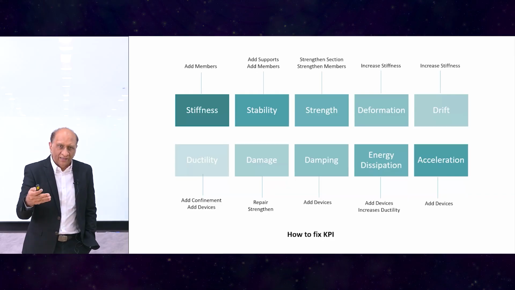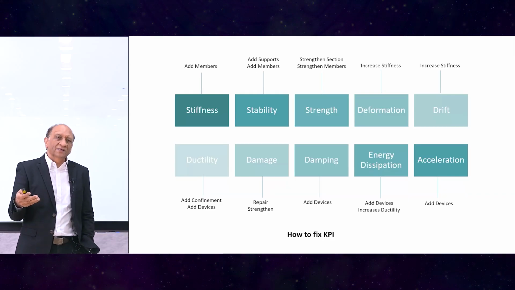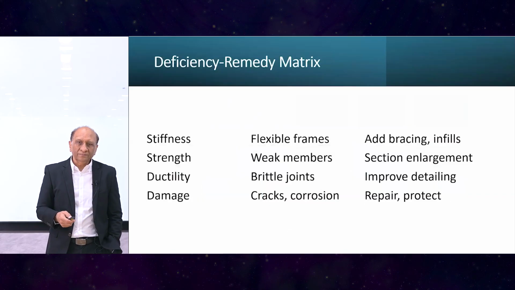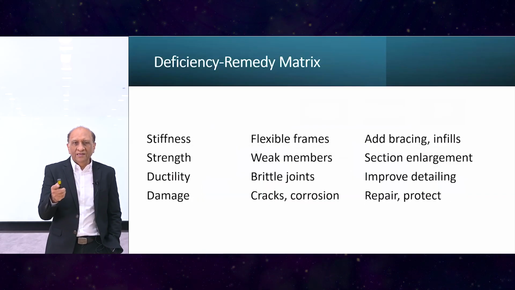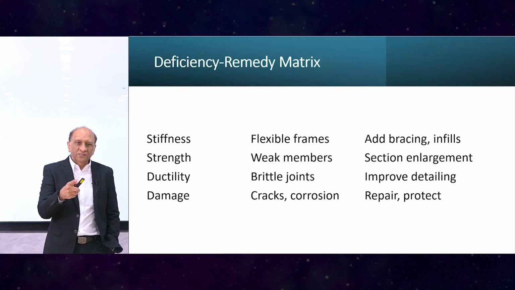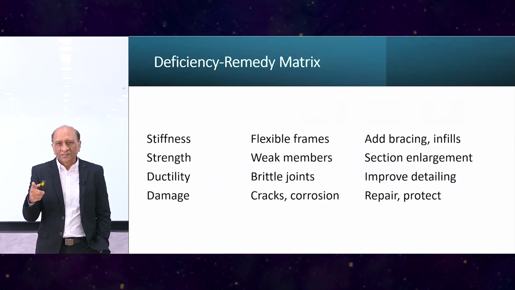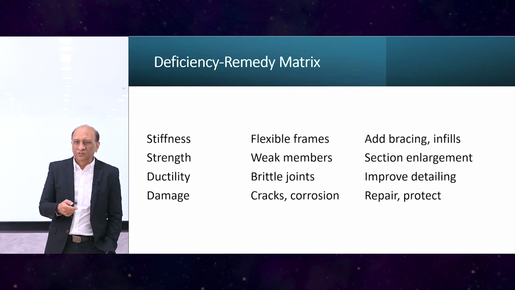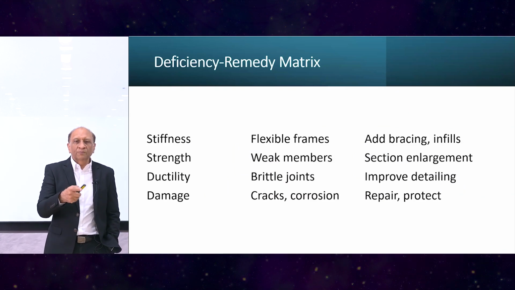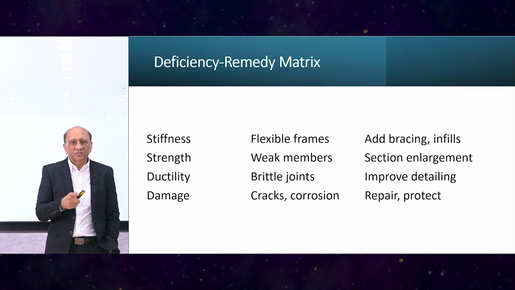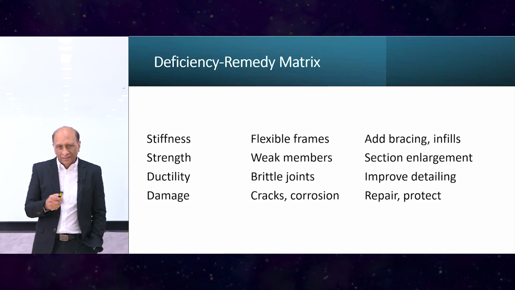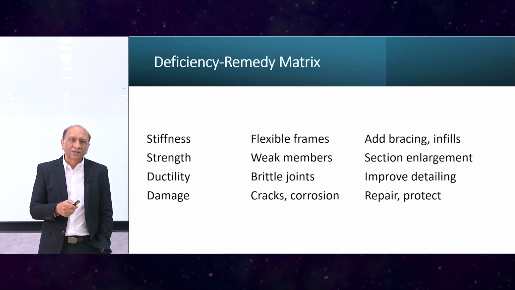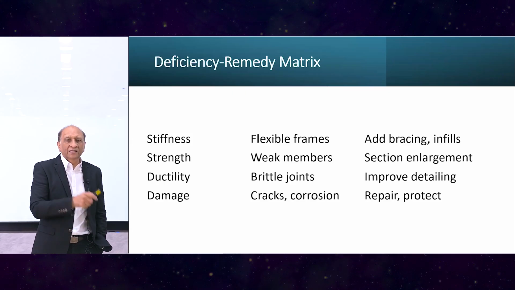First of all, as the primary indicators, where do they come from and how to fix it if you find the deficiency. So, for example, deficiency in stiffness, flexible frames. We have a flexible frame, we add bracing or infill walls to improve the stiffness. If the strength is a problem, we do the section enlargement, maybe using various types of strengthening of cross sections. Ductility is a problem, we improve detailing. Damage is a problem, we repair and protect. So, this is just some of it, there are many other things that we can do. Just a quick example on how we can create a matrix of efficiency versus value.